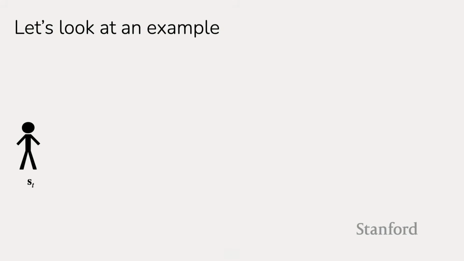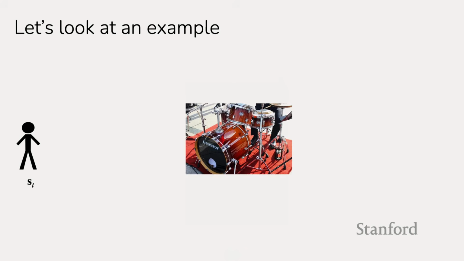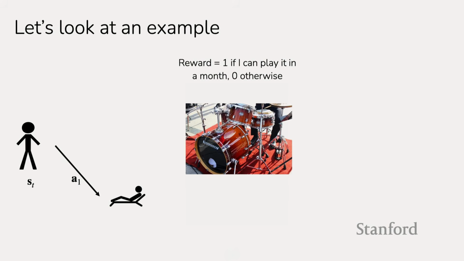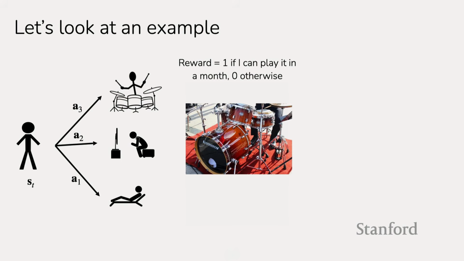Say that you are this person right here. You really want to learn how to play the drums. Your reward is 1 if you can play the music in a month, and 0 otherwise. So capital T is a month from now. In your action space, you have 3 possible actions. One action is to sit on the beach. Another is to watch TV. And another is to practice playing the drums. Say that your current policy right now is just to sit on the beach, and you do that for all states.